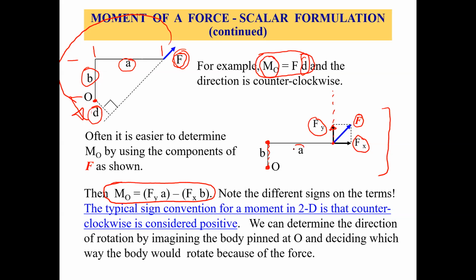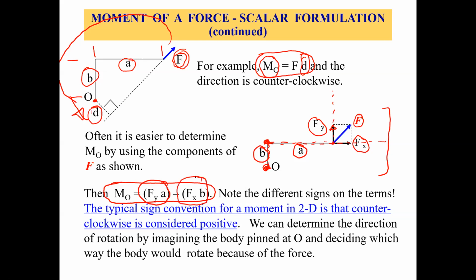This guy, which is A, right? So Fy times A, which is this guy. This is the moment of Fy at point O. Now, if you talk about Fx, this is the direction of the force. What is the perpendicular distance from this point to this point? The distance is b, right? So what would be the moment? Fx times b.